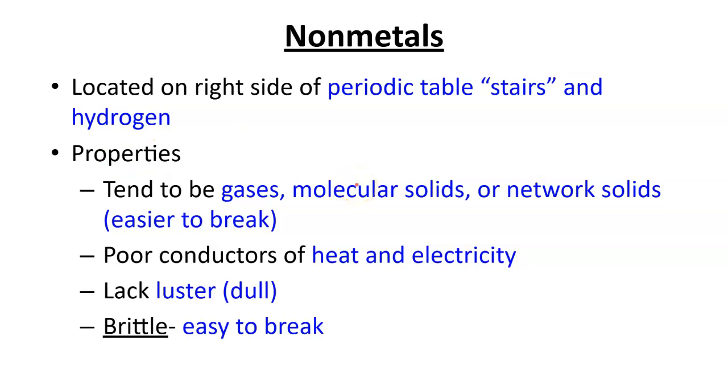Nonmetals are on the right of the stairs. Sometimes you can think of their properties as being the opposite of metals. They tend to be gases, molecular solids, or network solids. They're poor conductors of heat and electricity. They're not shiny, they're dull, and they're brittle. They're easy to break, where metals are the opposite of that.